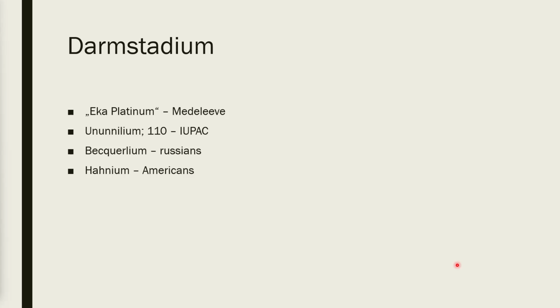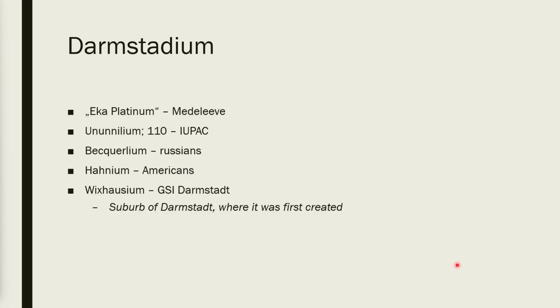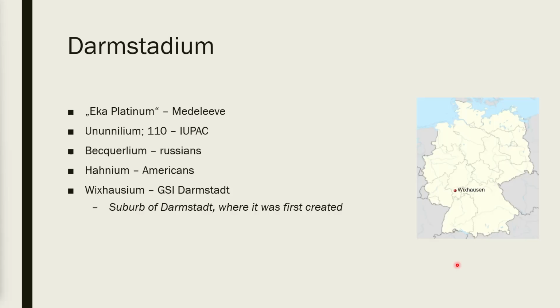And of course, as you can read out of the name, Darmstadium, it is named after Darmstadt. It's a city in Germany. And the GSI in Darmstadt wanted to call it Wixhausium because it's a suburb of Darmstadt, and this was where this element was created, and they wanted to call it after this suburb name. Why is that a funny name? Because you can't name that in Germany because the German word wichsen means to jerk off. And they kind of agreed that this was a very unsuitable name for such an element. So they did not call it Wixhausium, but they called it after the bigger city, Darmstadt.